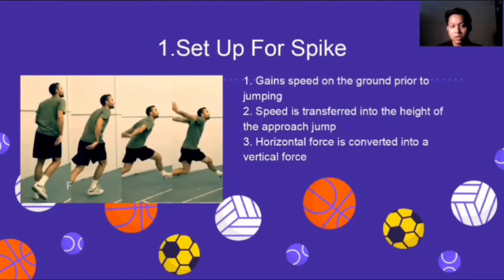The first thing is to gain speed on the ground prior to jumping, then speed is transferred into the height of the approach jump, and the last one is that horizontal force is converted into vertical force. So before we do the setup, we must gain our speed to get momentum before we jump, and then the speed from the run transfers into the jump. The horizontal motion, when we run forward, is converted into a vertical jump, when we jump in the air.